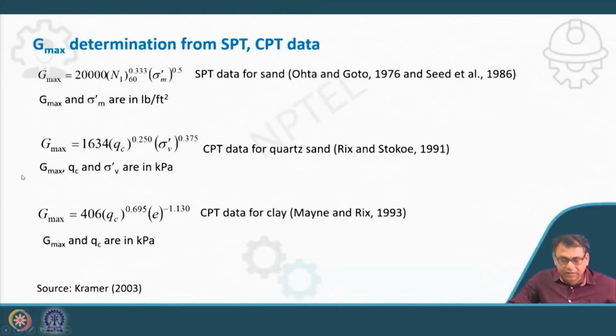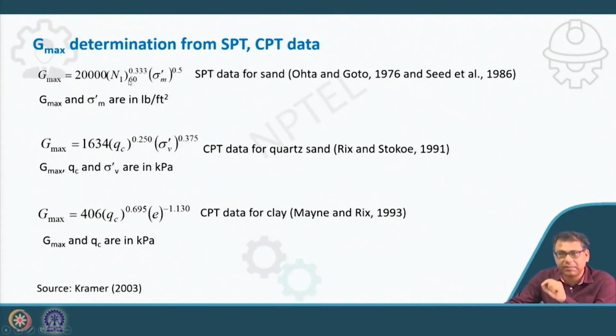Then Gmax can also be determined by SPT and CPT data. Though SPT and CPT are large strain tests, by using these correlations you will also get Gmax. So Gmax can also be determined by SPT, CPT data as well as DMT data. That means this is my first expression of Gmax, which is in terms of N160, and I have already discussed what N160 is.